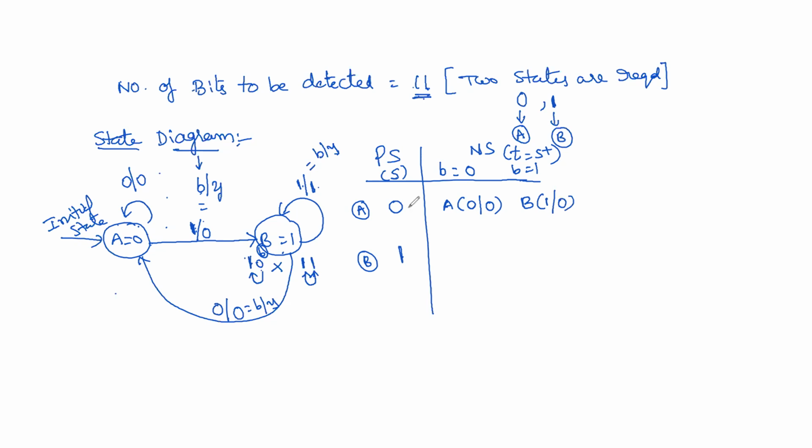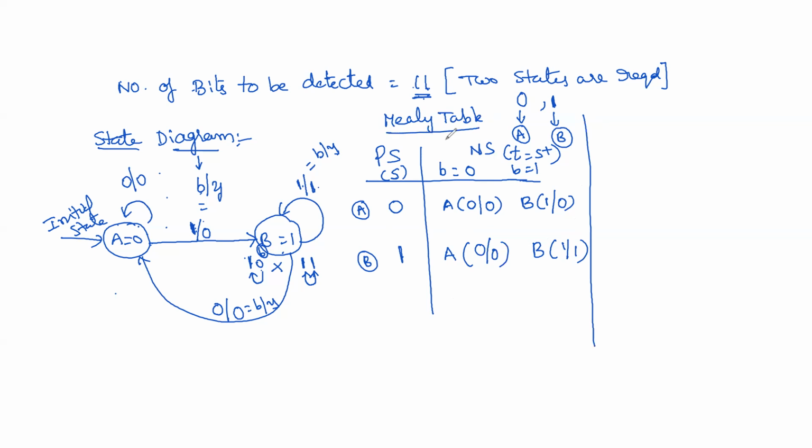Similarly, if B is the present state, then if B equal to 0, it goes to the initial state. Therefore, again it goes to A. Its value is 0 by output 0. B equal to 1, it goes to self loop. Therefore, it goes to B. Therefore, its value is 1 by 1.